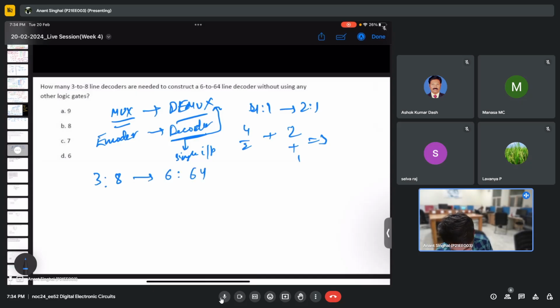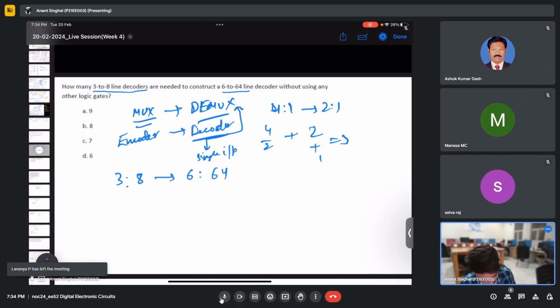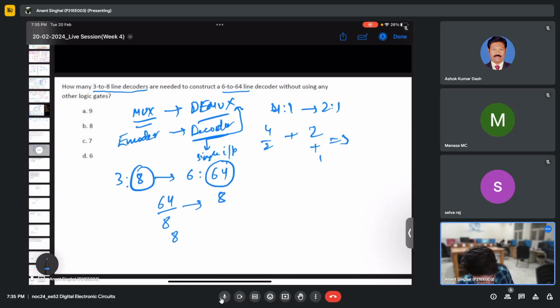It says that for how many 3 cross 8 decoders are needed to construct a 6 cross 64 line decoder. So basically you have to do the same thing, just take the higher values and do the same thing as you were doing for mux. So this is 8, sorry, so this will be 8 plus 1, that is 9. I hope this is clear. This is the easy part now. So I'm just letting you know how to solve similar problems for decoders or demux also.